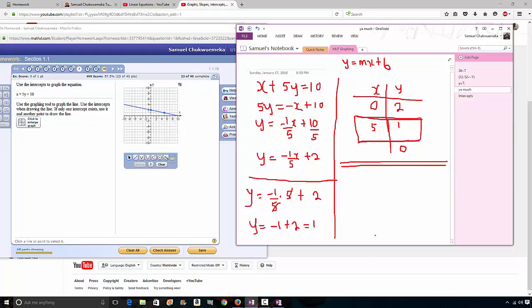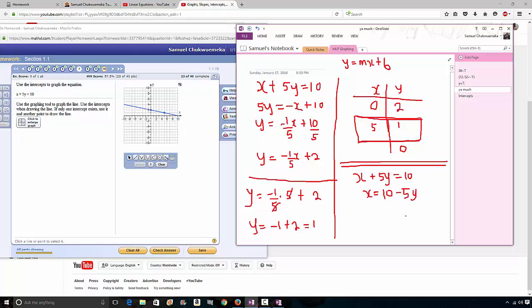So when y is 0, we can just solve for x here. It makes it easier for us. So x plus 5y is 10. So x is equal to 10 minus 5y.